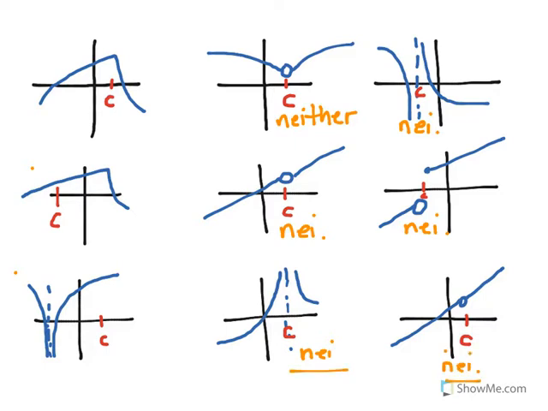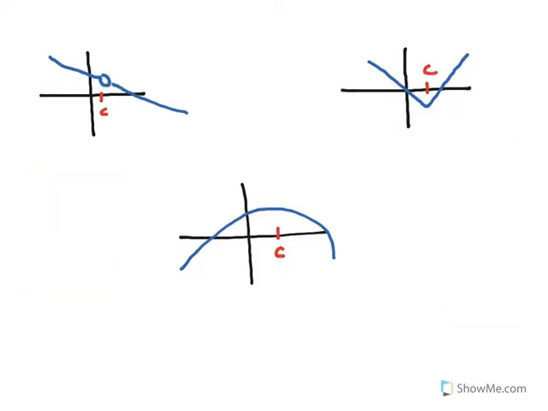You'll see I've marked neither on all the ones where it is not continuous at C. I'll mark them in red. Oh, that's not red. I'll mark them in orange at the locations where they are not continuous. Then peek at the next page. See if I have any more discontinuities. I have an NEI here. And the other ones are all continuous.